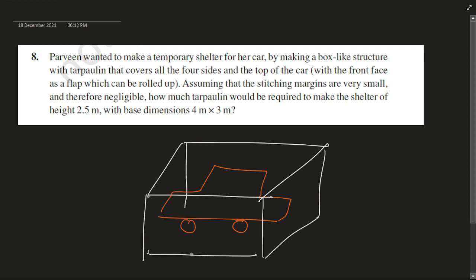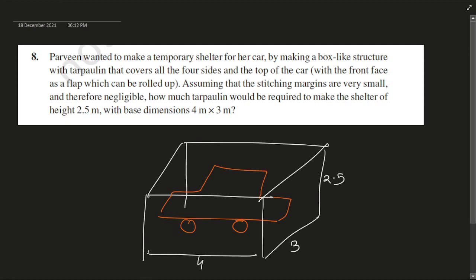like this. Okay, the tarpaulin will be used where? Only at the four sides and at the top. It will not be used at the base, right? So they have given 4 meter by 3 meter, that is the base area, and the height is 2.5. So find the total surface area, deduct the base area, and whatever area you get, that is the total area of the tarpaulin required.